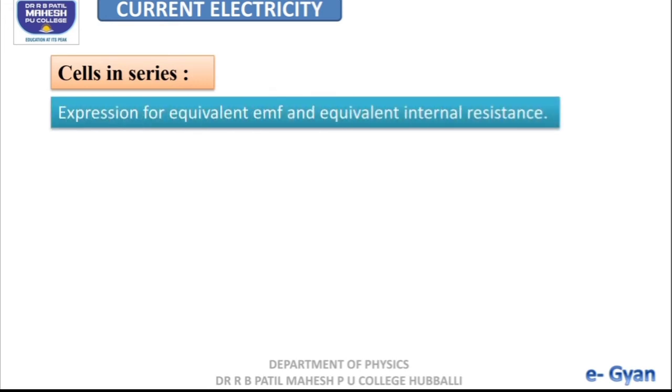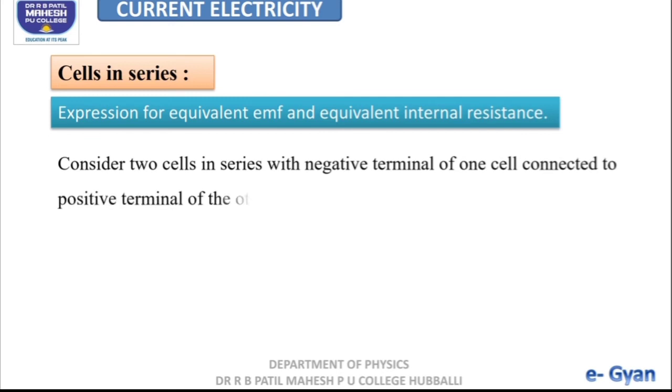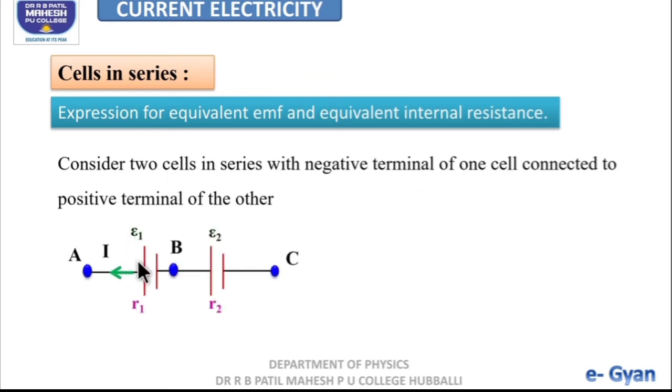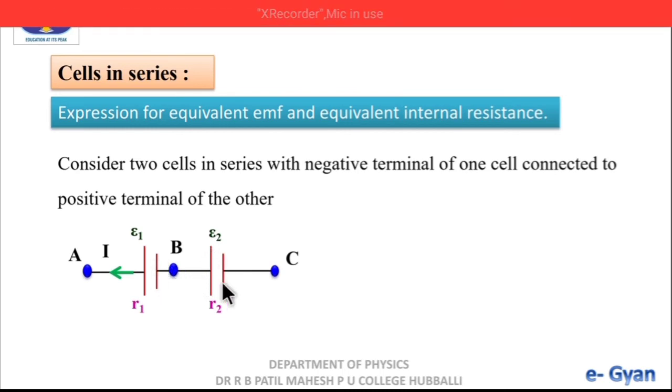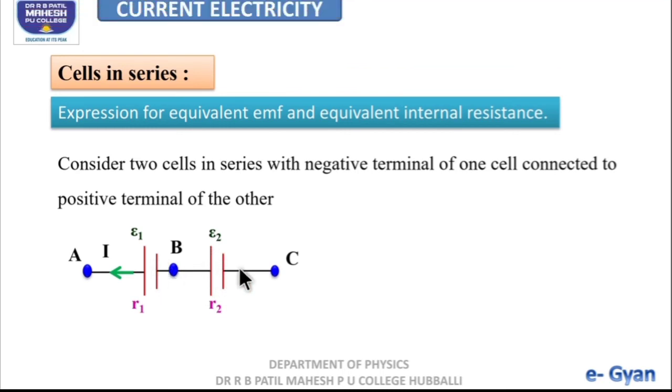Here we are going to derive the expression for equivalent EMF and equivalent internal resistance. Consider two cells which are connected in series such that the negative terminal of one cell is connected to the positive terminal of another cell, as shown in the figure. Here the negative of the first cell is connected with the positive of the other cell. Hence, this combination is called a series combination, and this combination is producing a current I.